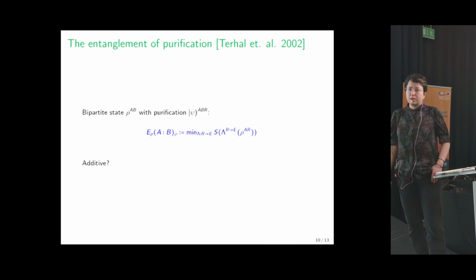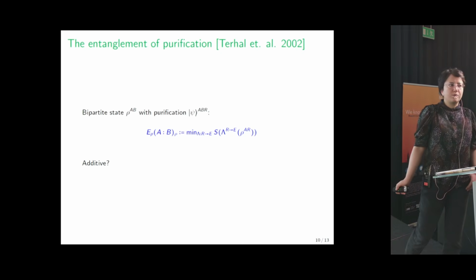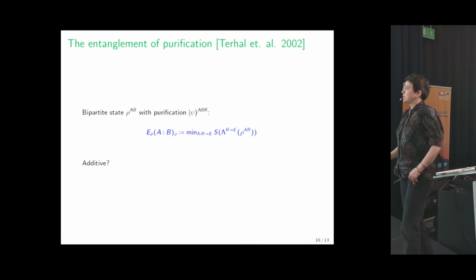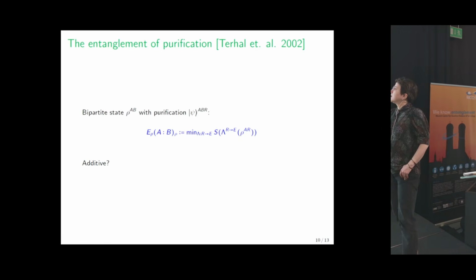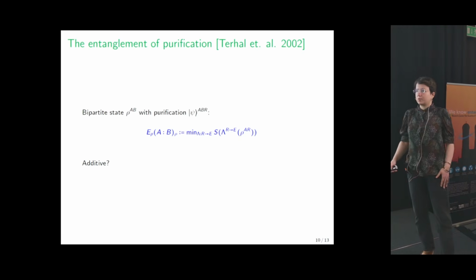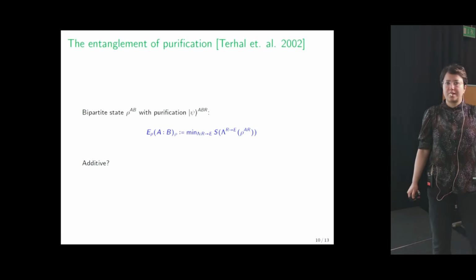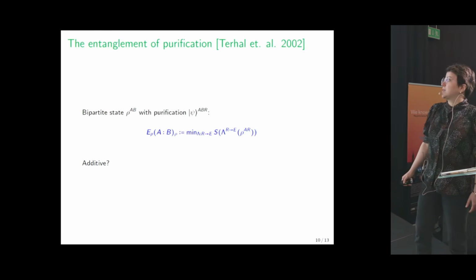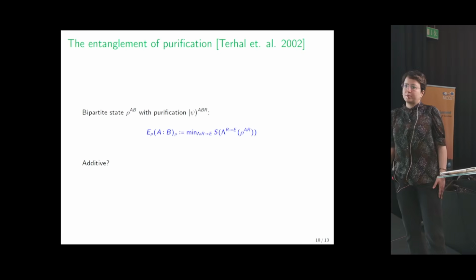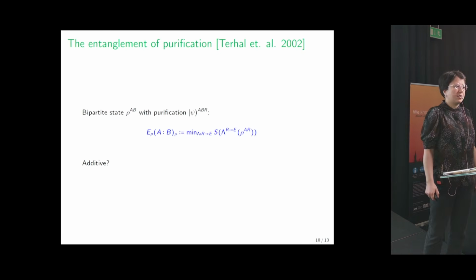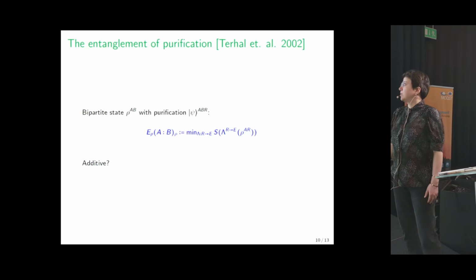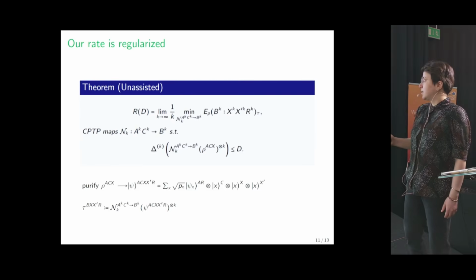So one of the main open questions in quantum information is that it's still not known whether this quantity is additive or not, even though there are some suggestions that it is not additive. But unlike something like minimum output entropy, which has been known for a while to be non-additive, it is not known whether this quantity is additive or not.